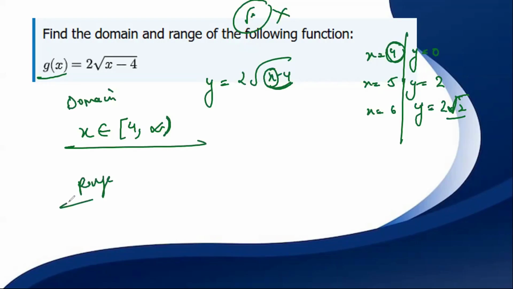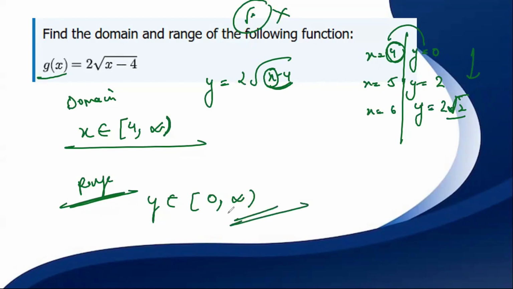Let's discuss the range. When I put x as 4, I get 0. When I put 5, it is increasing basically. So the range starts from 0 till infinity, correct? Because 0 is the first value I will get. Before 0, I will never get a value, right? So this is the domain and range for this particular function.